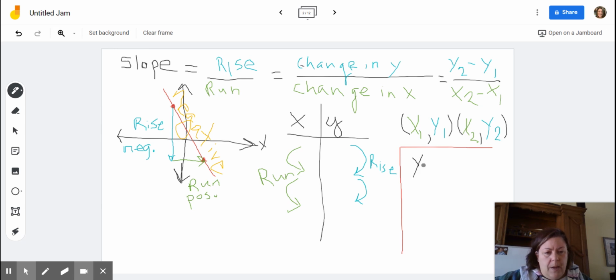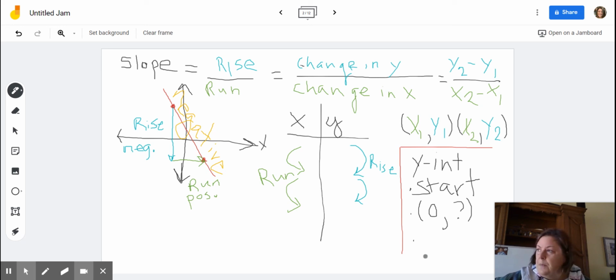The y-intercept, if you recall, is the start value. It's where x is 0. So you're going to look for that coordinate pair of 0, comma, something. And you're also going to look for where it crosses the y-axis.